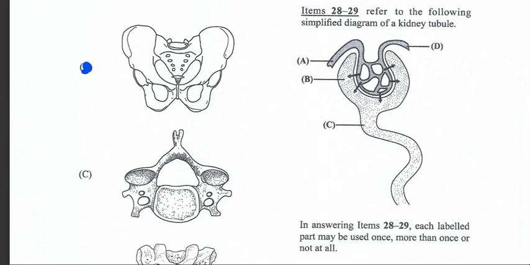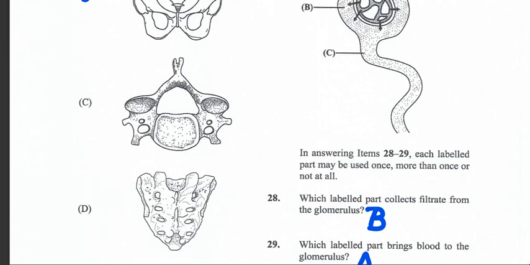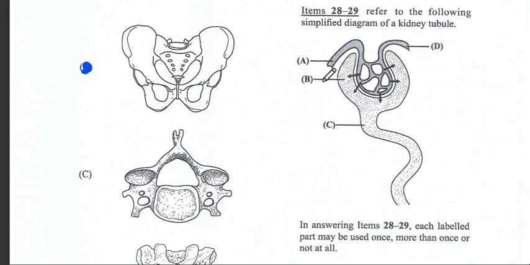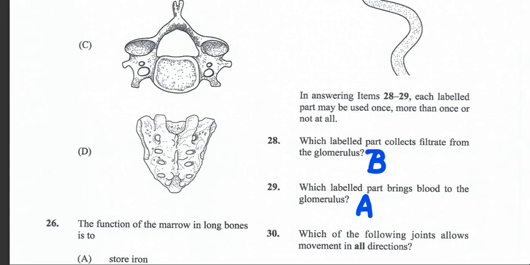Alright, number 28. We have a diagram here showing a kidney tubule. So we're just going to see what they ask here. It says in items 28 to 29, which labeled part collects the filtrate from the glomerulus? So we are talking about the filtrate from the glomerulus. We are seeing that it would be B. So you would collect the filtrate from the glomerulus. So the answer here would be B for number 28.